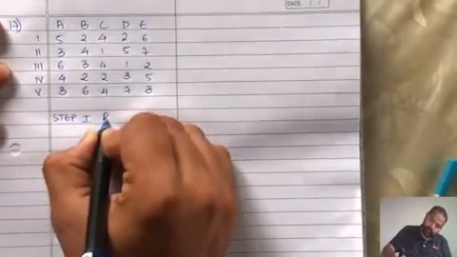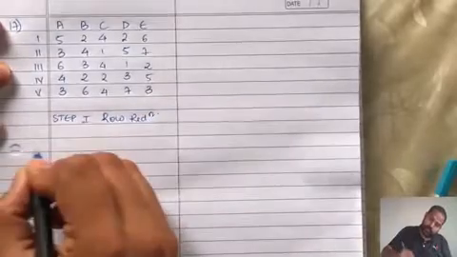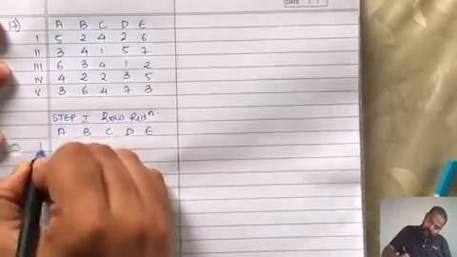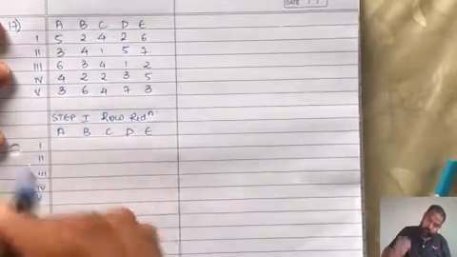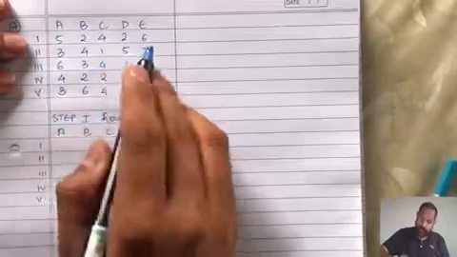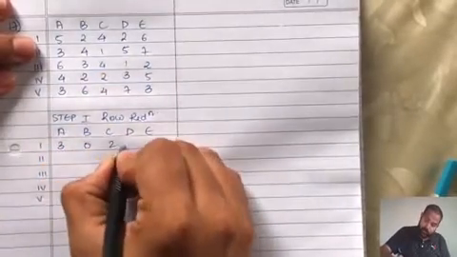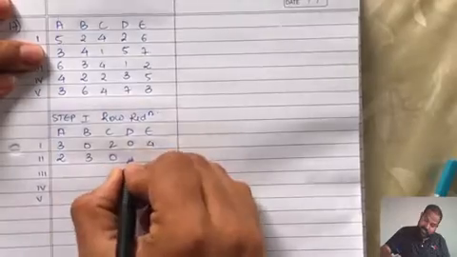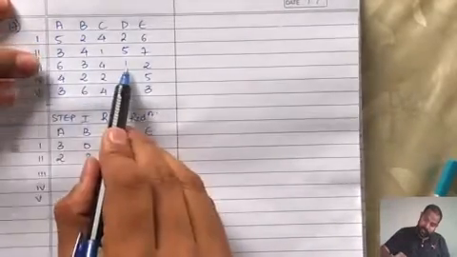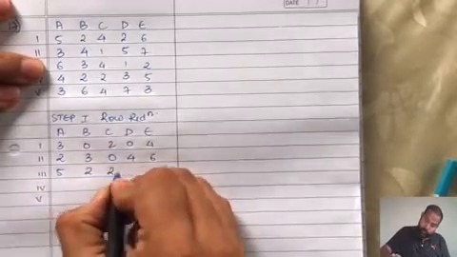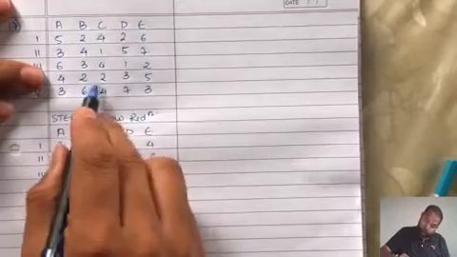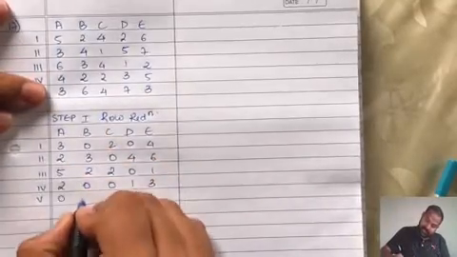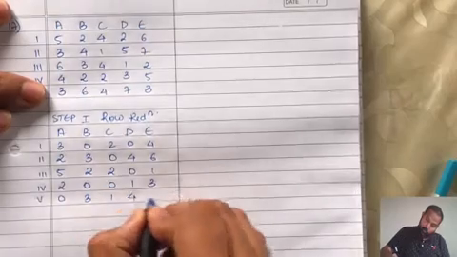Step 1, row reduction. So this is going to be A, B, C, D, E, 1, 2, 3, 4, 5. Row number 1, the least is 2. Start subtracting. 3, 0, 2, 0, 4. Least is 1, 2, 3, 0, 4, 6. Least is 1, 5, 2, 2, 0, 1. Least is 2, 2, 0, 0, 1, 3. And least is 3, 0, 3, 1, 4, 0.